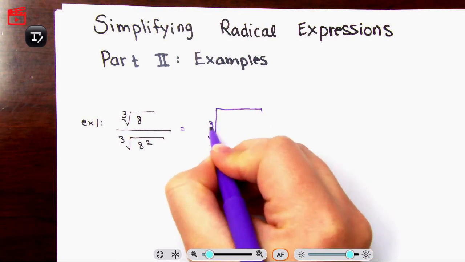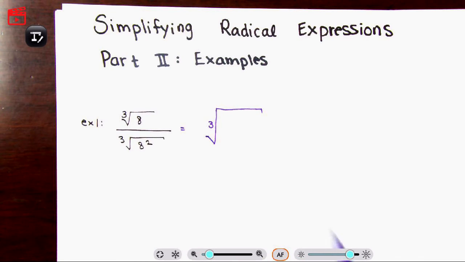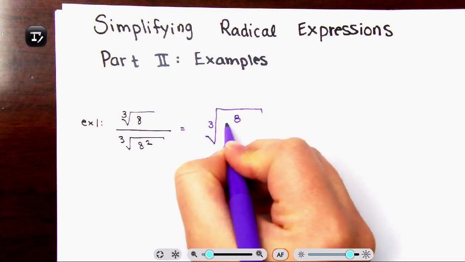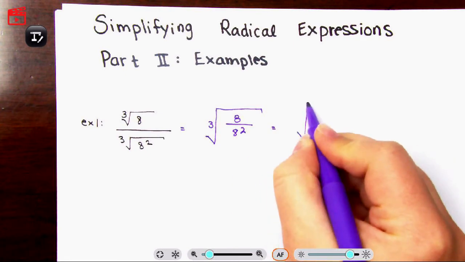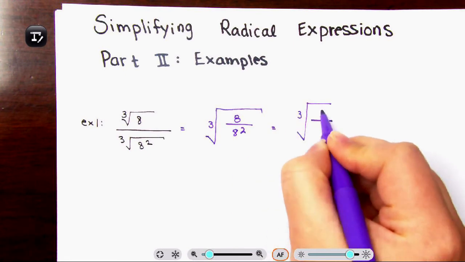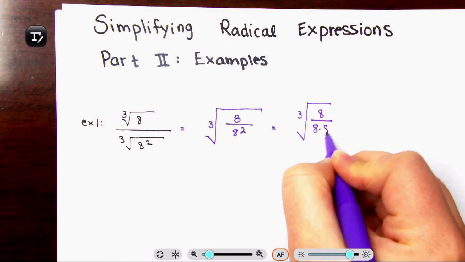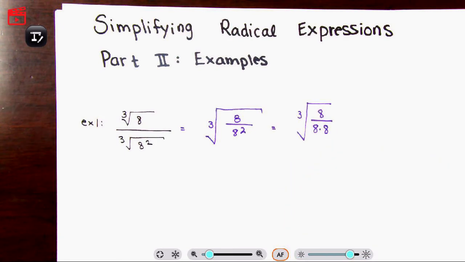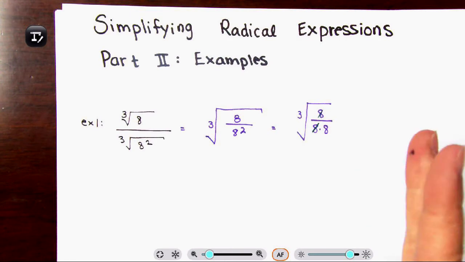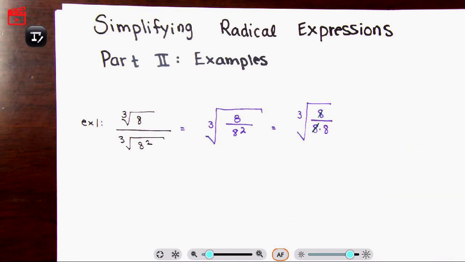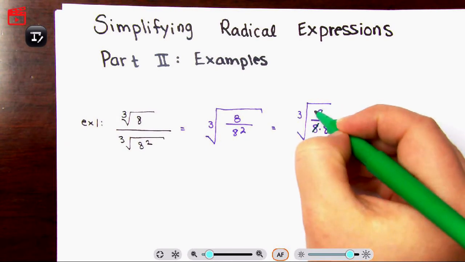If I use the quotient property, my index is still 3. I have 8 divided by 8 squared. 8 divided by 8 squared, that's the same thing as saying 8 divided by 8 times 8. 8 times 8 gets to be crossed out. Now, you don't actually cross things out. We don't actually cross things out in math. We divide out. So 8 divided by 8 is 1.